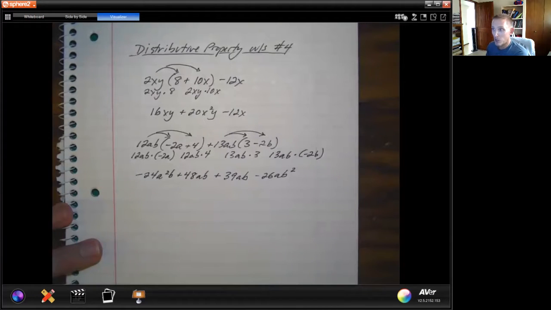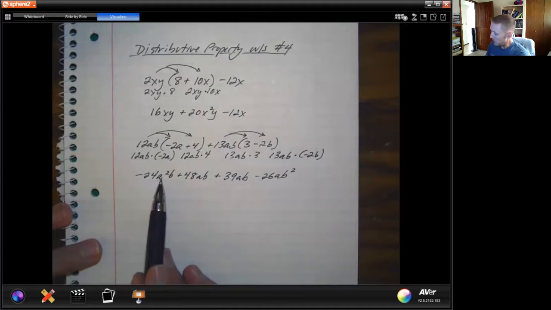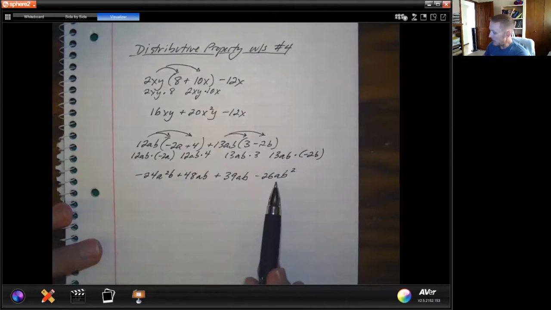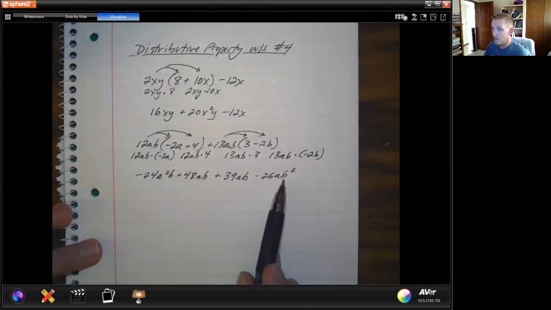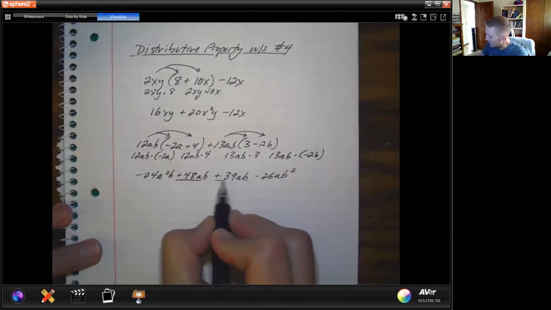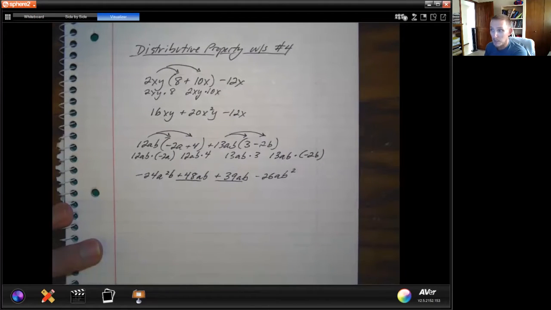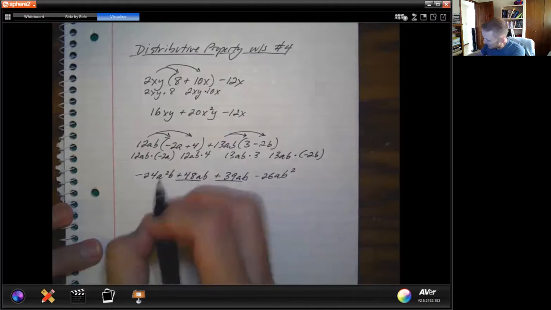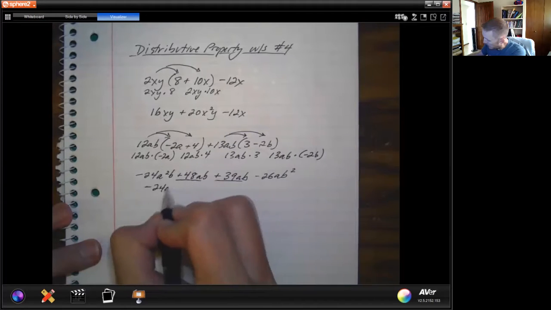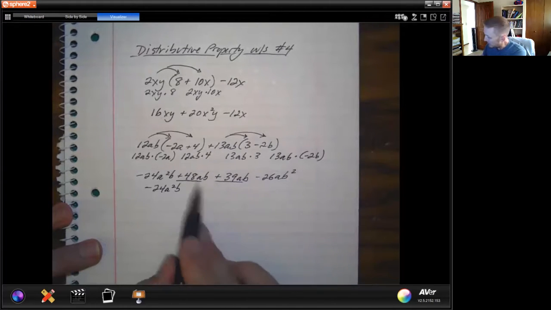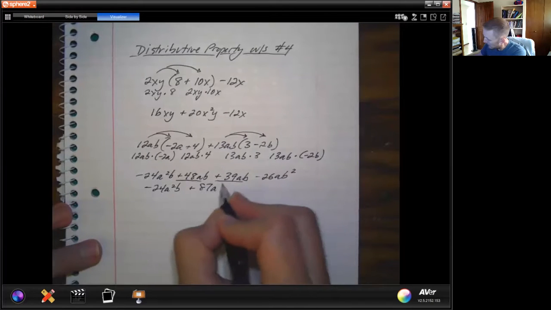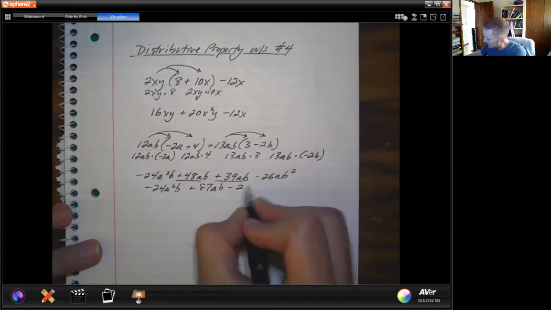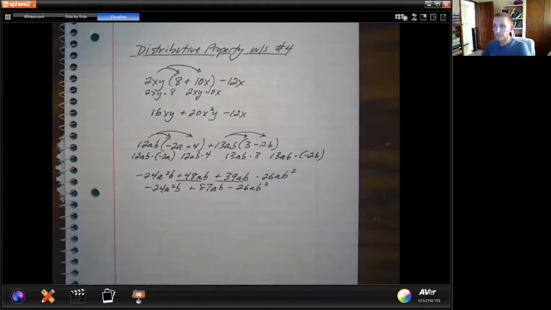Now let's look for our like terms. Negative 24a squared b and the negative 26ab squared are similar, but the squared is on a different variable, so those are not the same. I do, however, have like terms in the middle because both of those are simply ab. So my final answer is going to be negative 24a squared b. If I take the 48 and the 39, I'm going to get plus 87ab, and then minus 26ab squared.